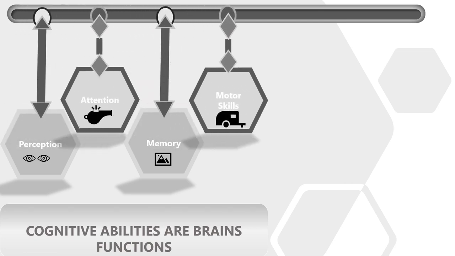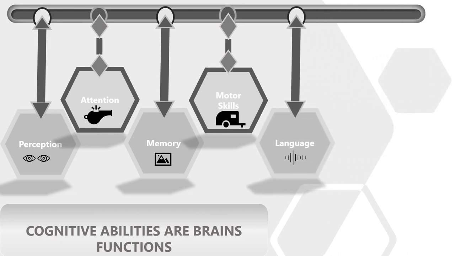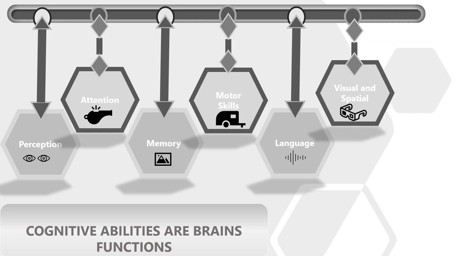Motor skills: ability to mobilize our muscles and bodies, and ability to manipulate objects. Language skills: skills allowing us to translate sounds into words and generate verbal output. Visual and spatial processing: ability to process incoming visual stimuli, to understand spatial relationships between objects, and to visualize images and scenarios.